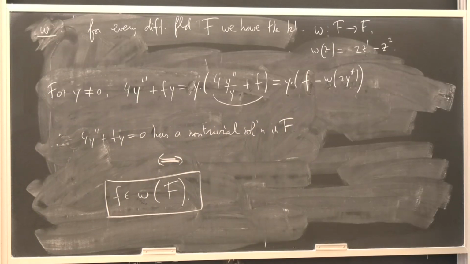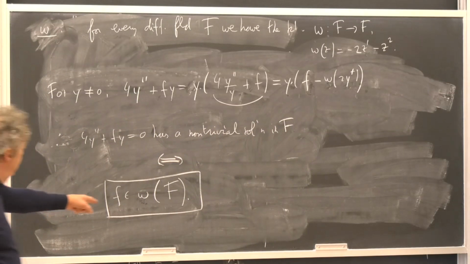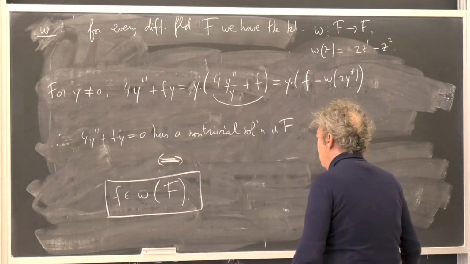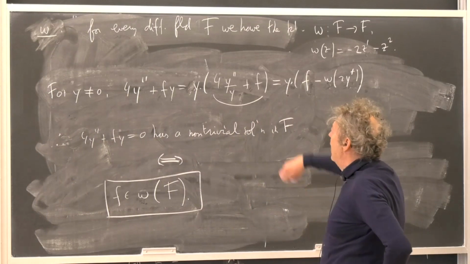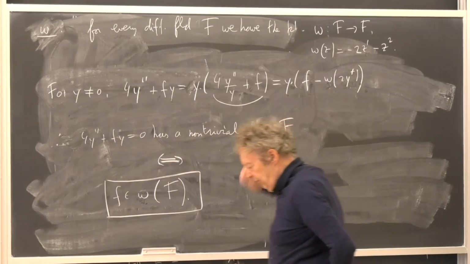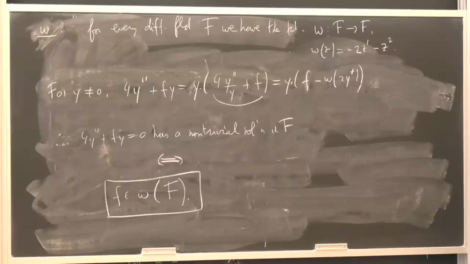For example, what if F is not in here? How can you find solutions? Then you have to go to an extension and so on to find solutions.